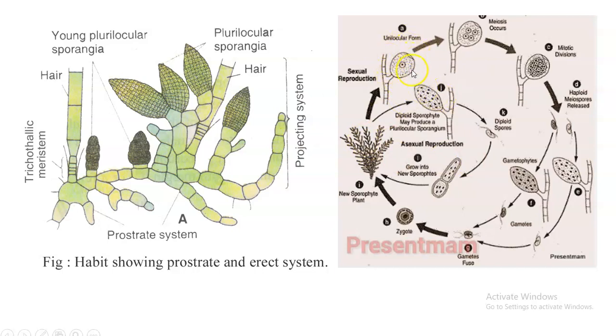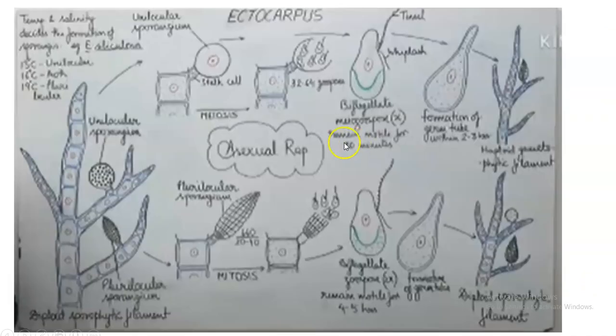Now coming to further details, each sporophytic generation has two kinds of sporangia. One is a globular shaped unilocular sporangium, and the other is an elongated plurilocular sporangium. Both of these could be found either in a single thallus or in different thalli. Either both unilocular and plurilocular could be found in the single filament itself, or in some species you could find them in different thalli. That means in one thallus you could see unilocular, and in another thallus you could see plurilocular.